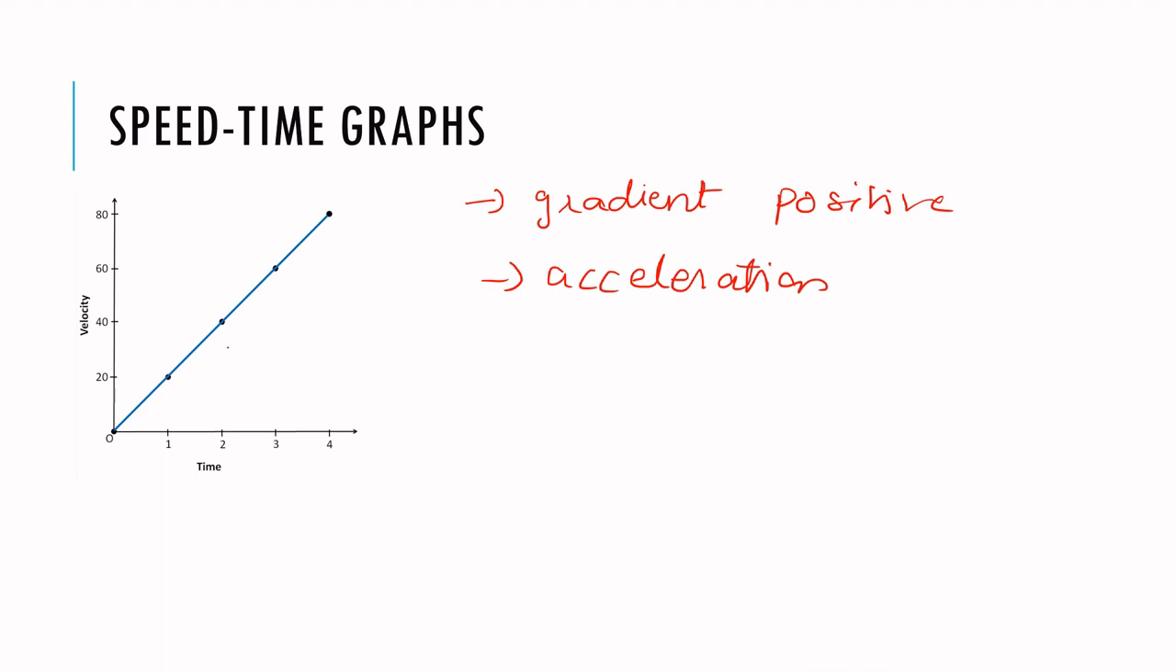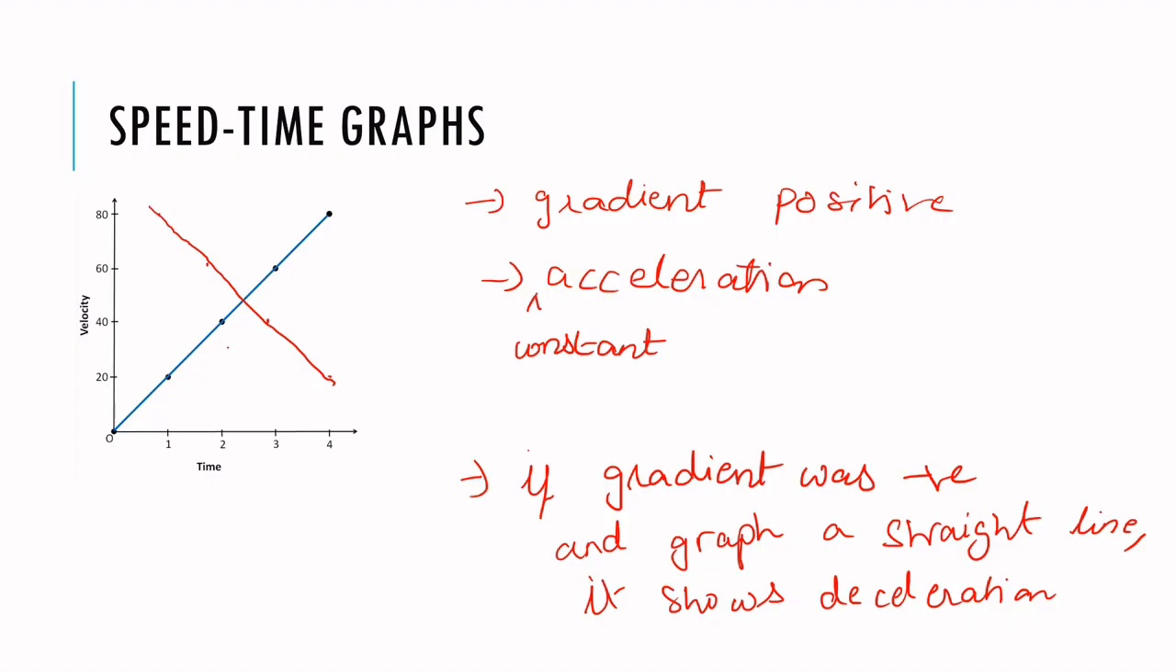So acceleration at a constant rate. So you can write constant acceleration, because speed is increasing in proportion to time. Every second, speed is increasing by 20. So if the gradient was negative and the graph was sloped downwards, it would be a constant deceleration.